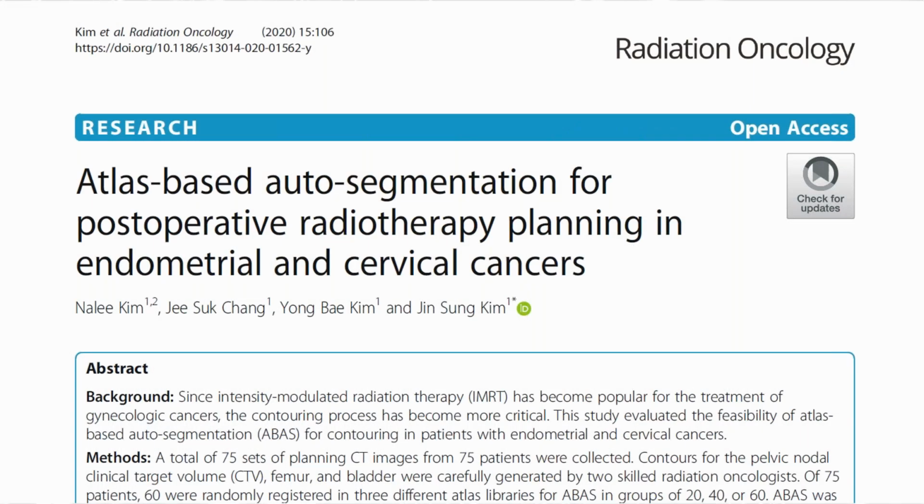Welcome back. In this edition of the Auto-Contouring Review, we'll be looking at a paper by Nalee Kim titled Atlas-Based Auto-Segmentation for Postoperative Radiotherapy Planning in Endometrial and Cervical Cancers.